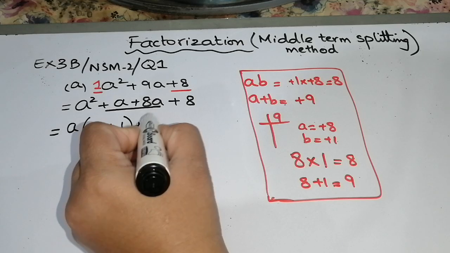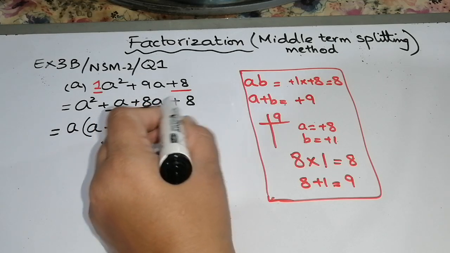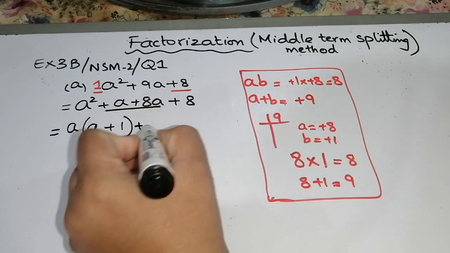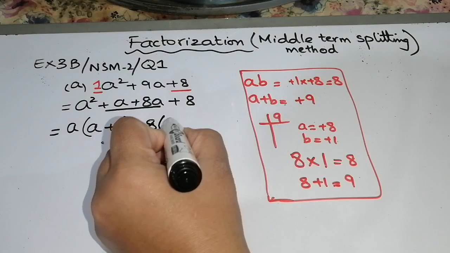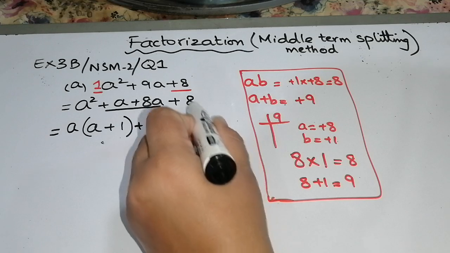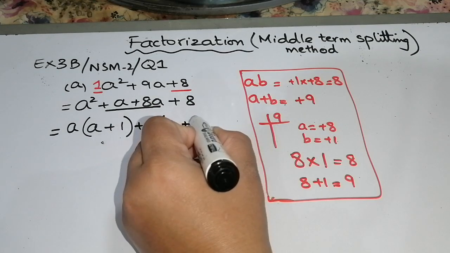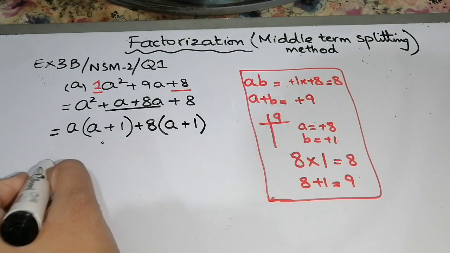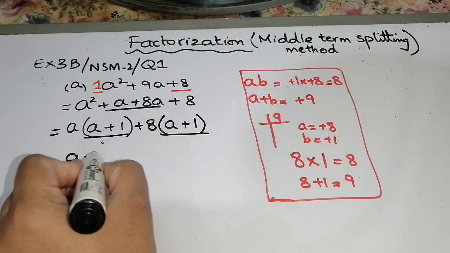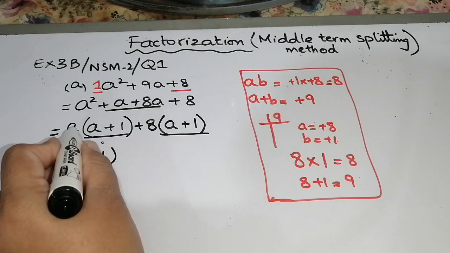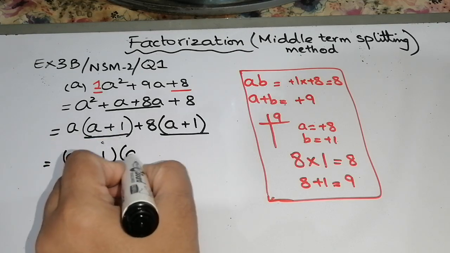Now in the third and fourth terms, plus 8A plus 8, I can take out 8. A will be left in this term, and because 8 is gone outside, the 1 is left. So now I can take this A plus 1 common, A plus 1, and the remaining is A plus 8.